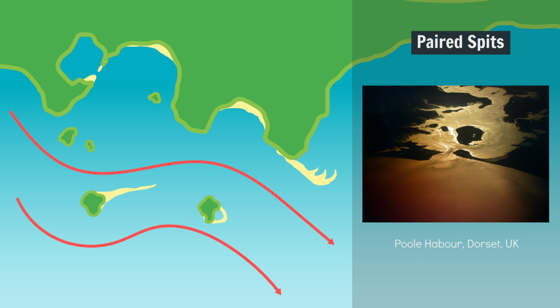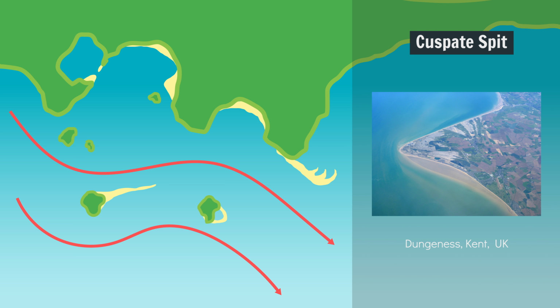Paired spits form when a spit grows out of either side of a coastal opening, like a bay or estuary. Cuspate spits, or forelands, form where two opposing longshore currents meet. They are triangular shaped and wider than they are long.